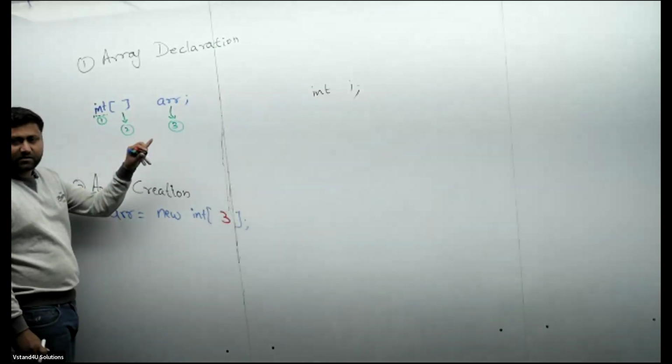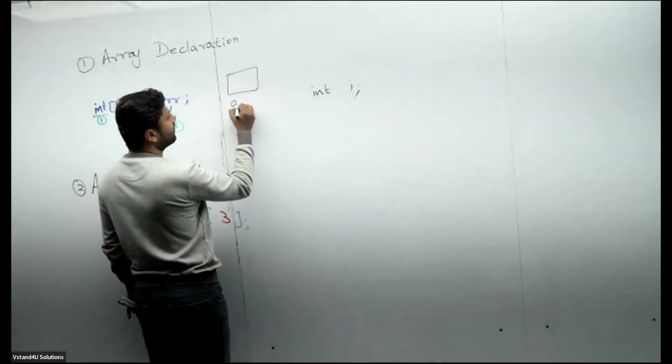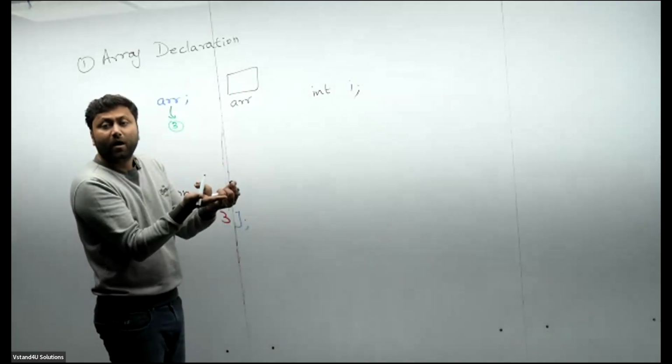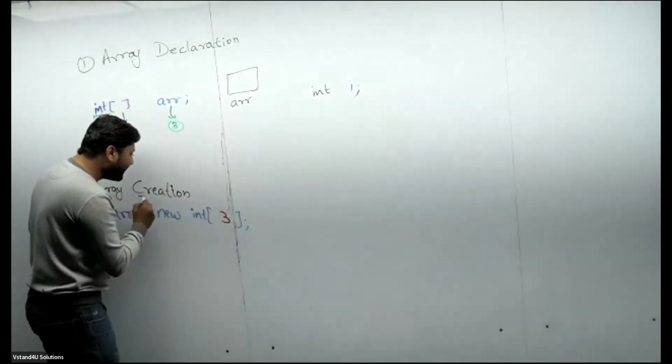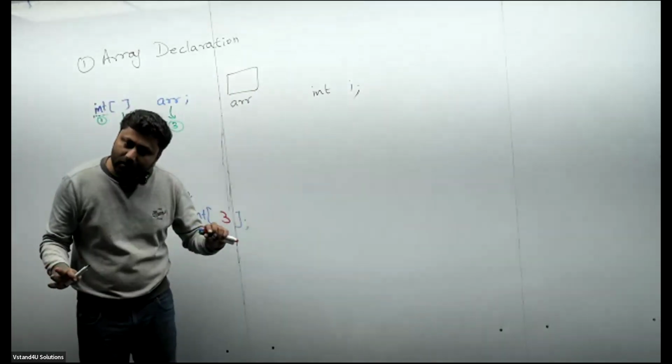Just by creating this, what happened? One memory block has been created. What is the name of this? What is the value of it? Because the object is not created. Creation of the array is not done at this line itself.